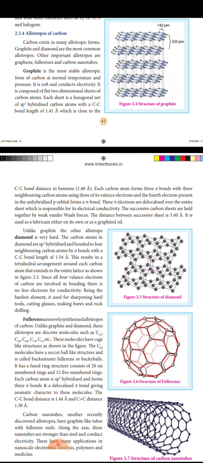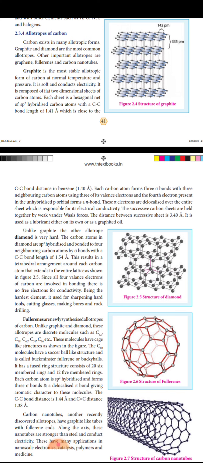Each carbon atom forms 3 sigma bonds with 3 neighboring carbon atoms using 3 of its valence electrons, and the 4th electron present in the unhybridized p orbital forms a pi bond. These pi electrons are delocalized over the entire sheet, which is responsible for its electrical conductivity.